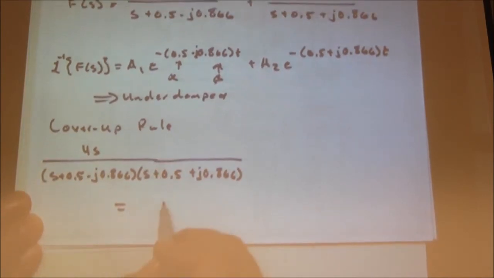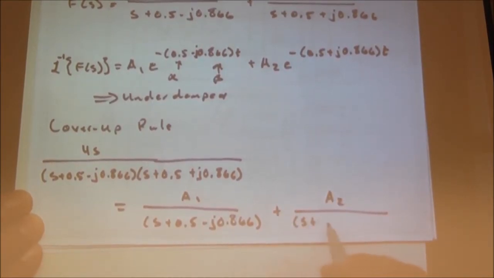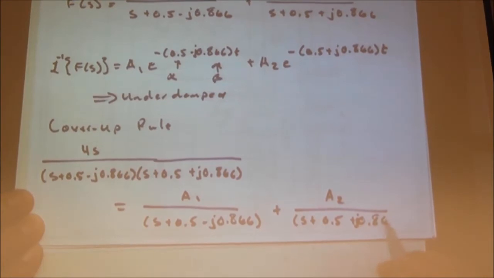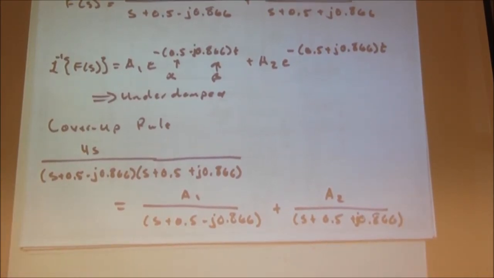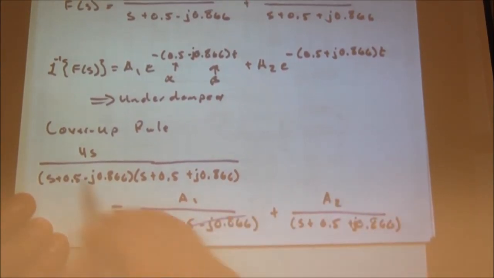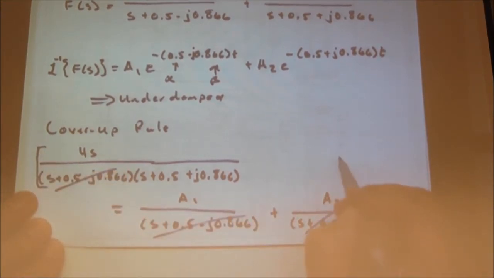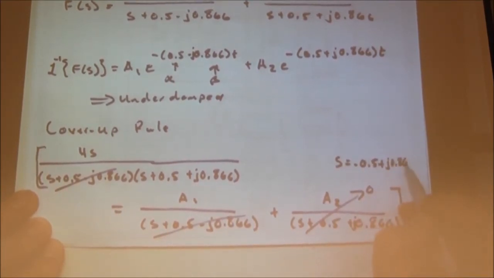It actually gets a little bit messy to write out just because it's long, but everything still applies. So what do we do to find A1? Multiply by the denominator. So we wind up with that going away, that going away, that going to 0. And then we evaluate at s equals minus 0.5 plus j 0.866.